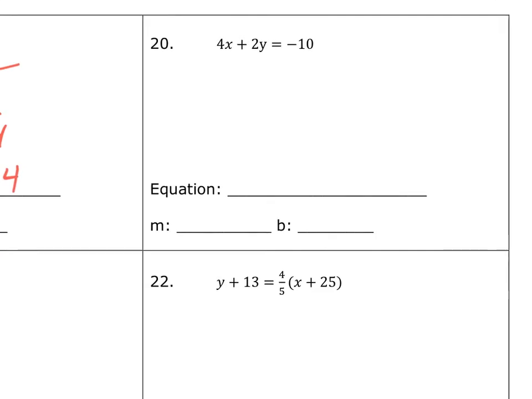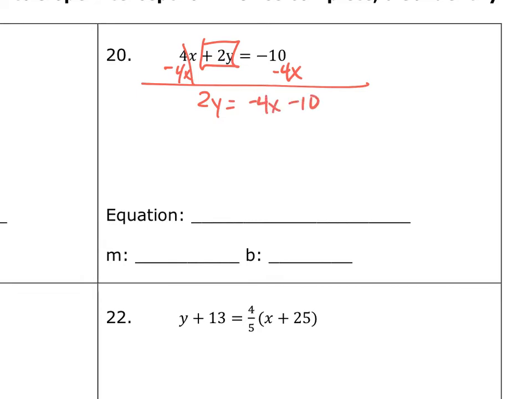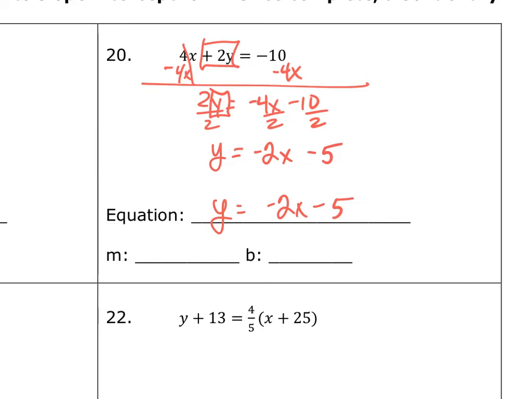Taking a look at problem number 20, if I'm trying to get it in slope-intercept form, that means I'm solving for the y term. So I'm going to subtract 4x from both sides. I'm left with 2y equals negative 4x minus 10. I'm trying to get the y by itself still, so I divide by 2, which gives me y equals negative 2x minus 5. So my equation is y equals negative 2x minus 5. My slope is negative 2. My b is negative 5.